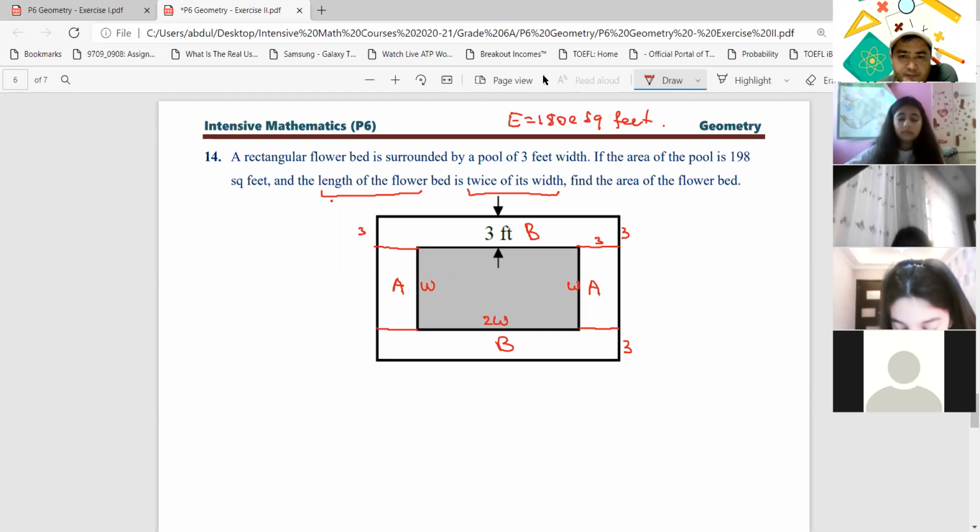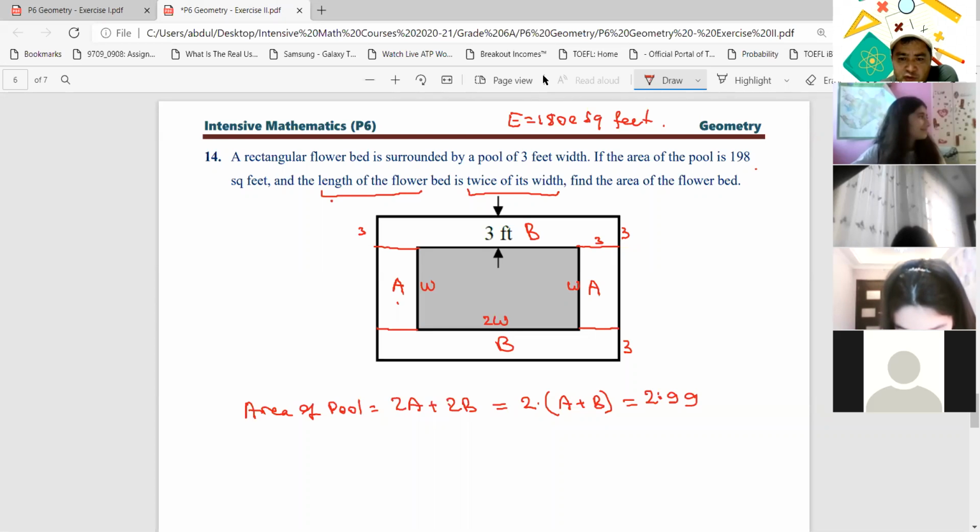Anyway, now if you just find the area of the pool, area of the pool is A plus A, right? It is 2A. B plus B, it is 2B. Or I can just write it as 2 is a common factor here, A plus B. That is equal to 198, right? 198, I can write it as 2 times 99. So this 2 cancels. A plus B equals 99.